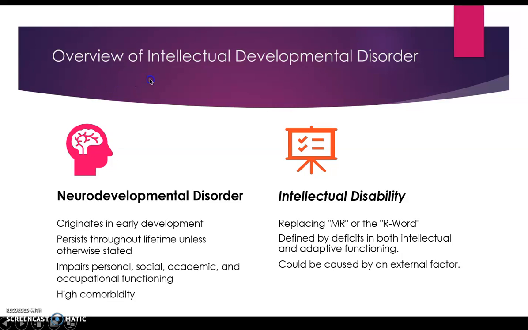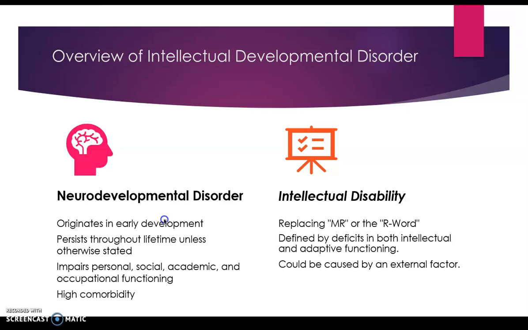So this is just a little overview of intellectual disabilities, which is another way of saying intellectual developmental disorder. According to DSM-5, neurodevelopmental disorders originate in early development, so the onset happens during the developmental period. Manifestation of symptoms might occur later, but the onset of the actual disorder had to have occurred in development and will persist throughout one's lifetime unless otherwise stated. And these disorders will impair everything from personal, social, academic, and occupational functioning. Something you'll find that intellectual disabilities do.